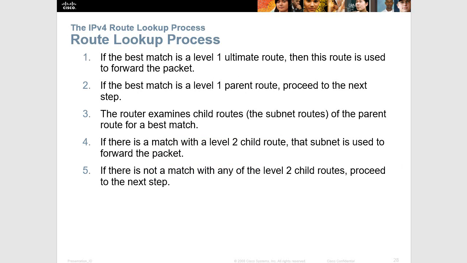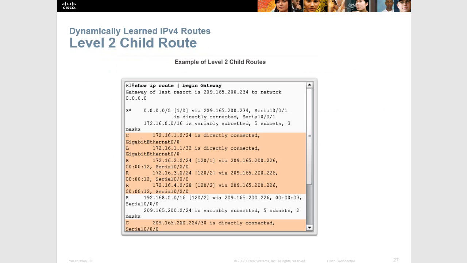So your lookup process. Number 1, your router is going to look for a best match as a level 1 ultimate route. A best match has the most matching bits. So if you've got 172.16.1 rather than a 172.16.0.0, it's going to take the 1 if the 1 is matching the network that you're trying to get to.